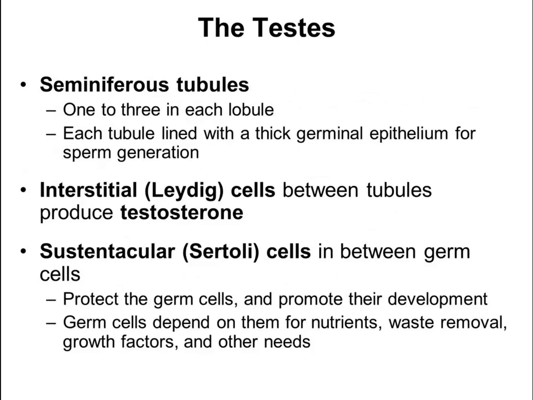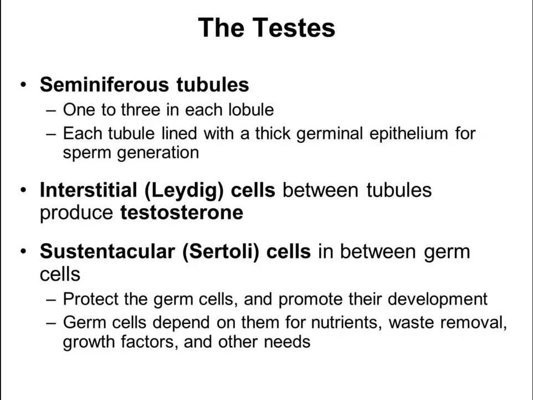Okay. There are things called the seminiferous tubules. There are 1 to 3 in each lobule. Each tubule is lined with a thick germinal epithelium for sperm generation. So this is where sperm are actually being grown. And then you have what are called interstitial or Leydig cells between the tubules that produce testosterone. And that is a sex hormone.